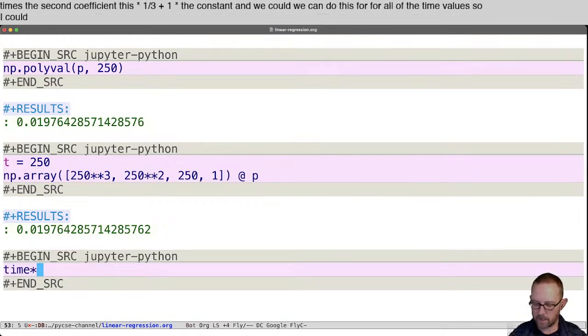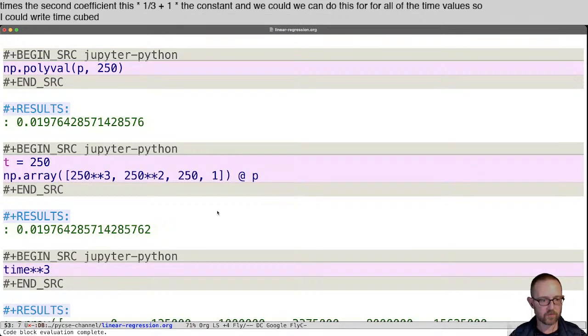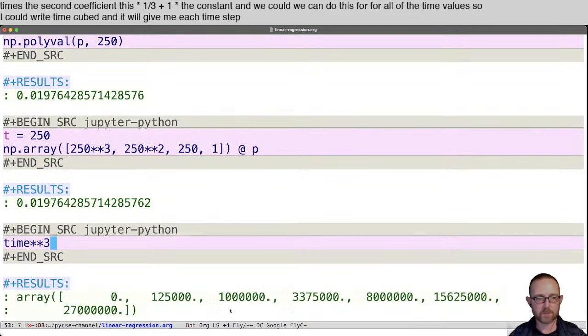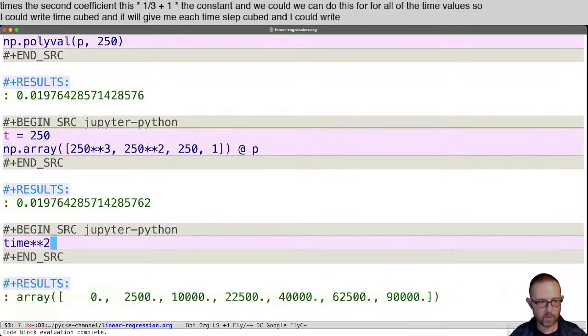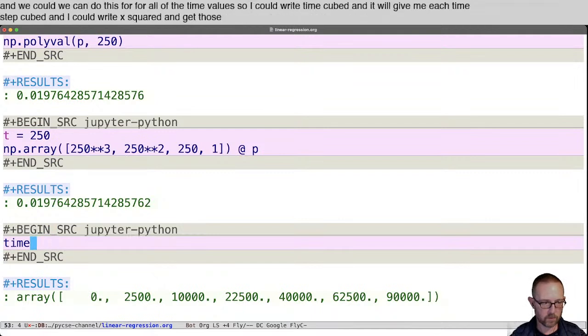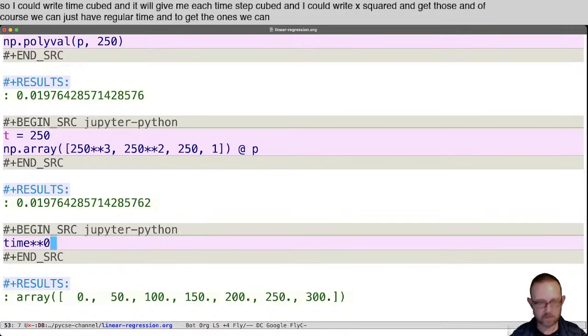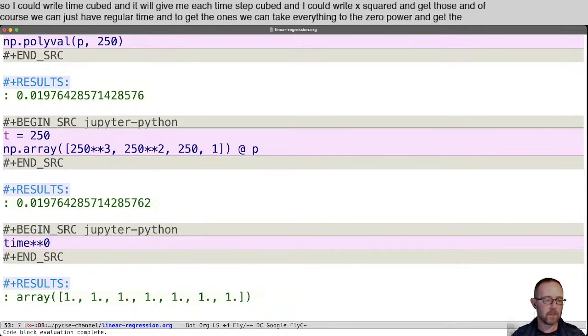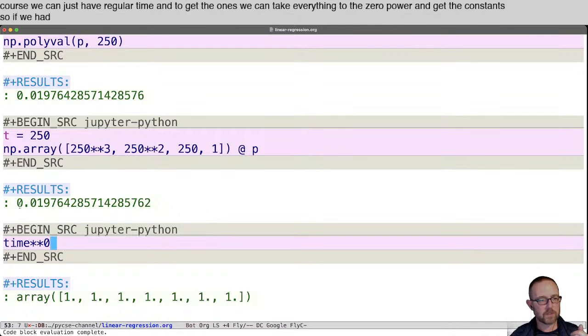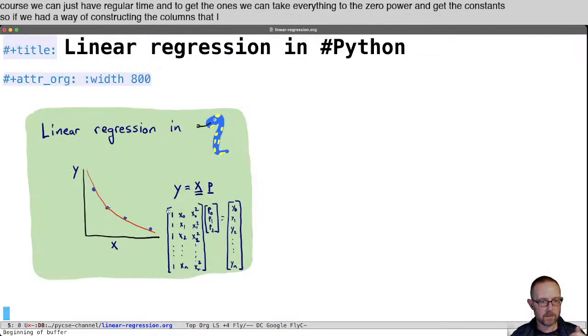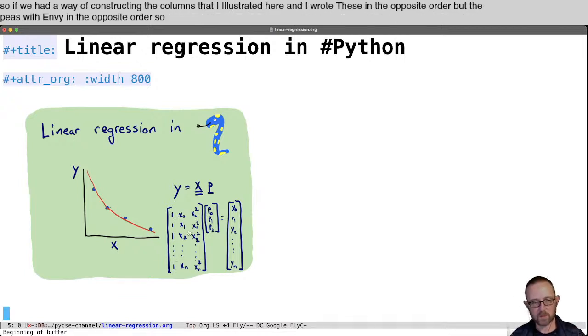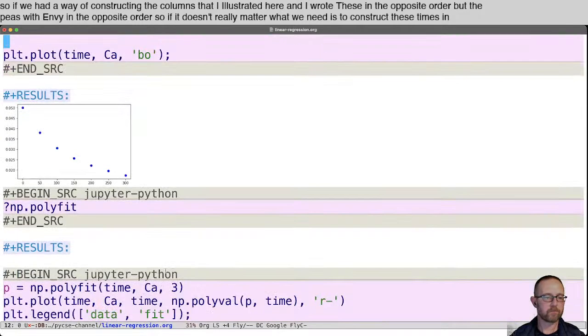So I could write time cubed, and it will give me each time step cubed. And I could write time squared and get those, and of course we can just have regular time, and to get the ones we can take everything to the 0 power and get the constants. So if we had a way of constructing the columns that I illustrated here, I wrote these in the opposite order, but the p's would then be in the opposite order, so it doesn't really matter. What we need is to construct these times in columns.